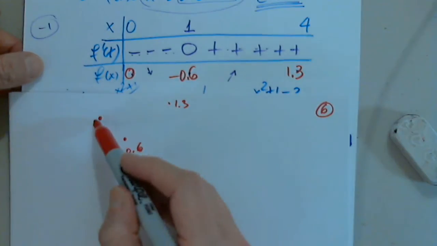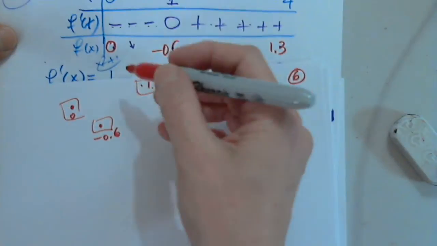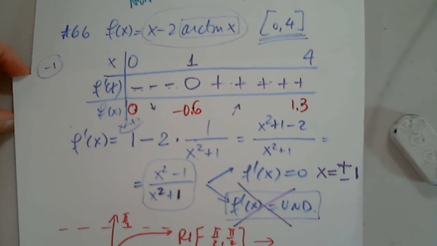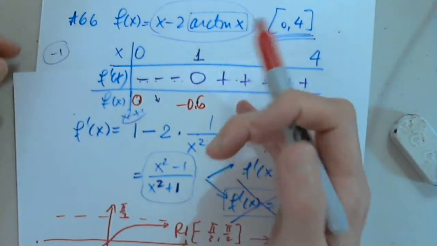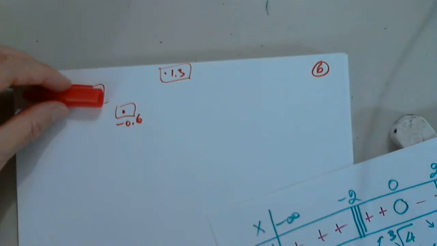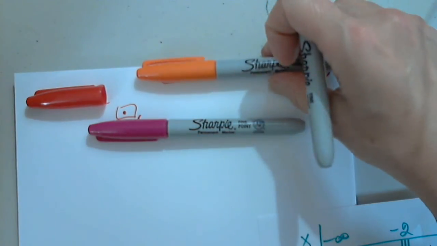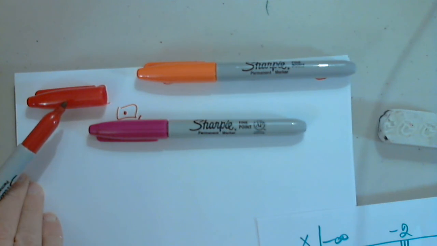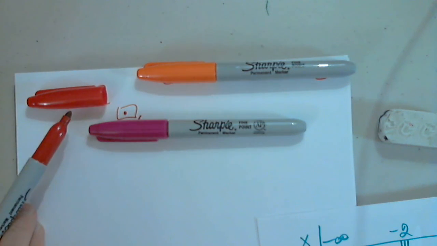So what is 0, 0? This point, and then this point, and then this point. What does 0, 0 represent? And I'm going to write it here. Nothing. So look, this is at the end point. It can never be a local. It's not the highest, it's not the lowest, so it's nothing.